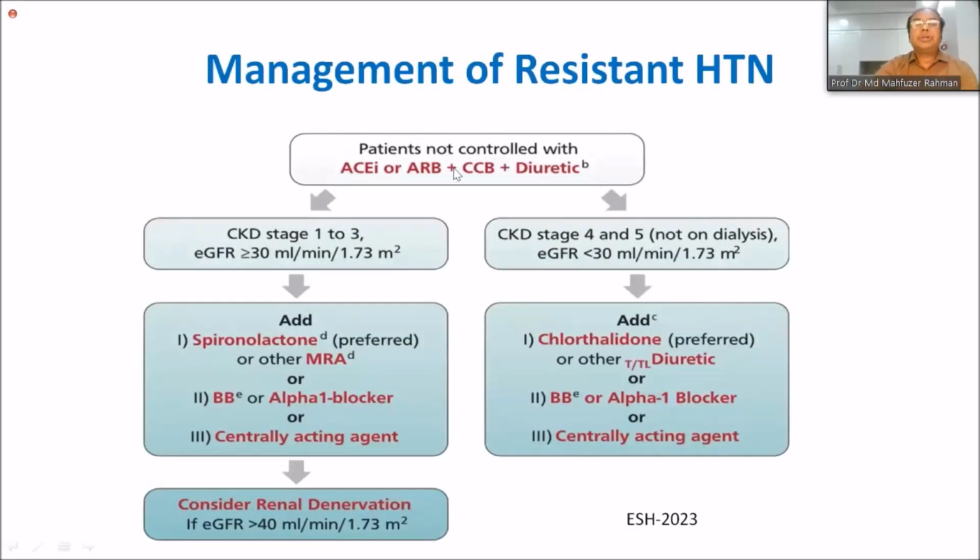Resistant hypertension, how will you treat? The patient is not controlled with an ACE inhibitor or ARB plus calcium channel blocker plus diuretic. In that case, if the patient has chronic kidney disease stage 1 to 3, GFR more than or equal to 30, along with these drugs you can prescribe spironolactone or beta blocker or centrally acting drug. If the patient has chronic kidney disease stage 4 and 5, eGFR less than 30, in that case chlorthalidone or beta blocker or alpha blocker or centrally acting agent.